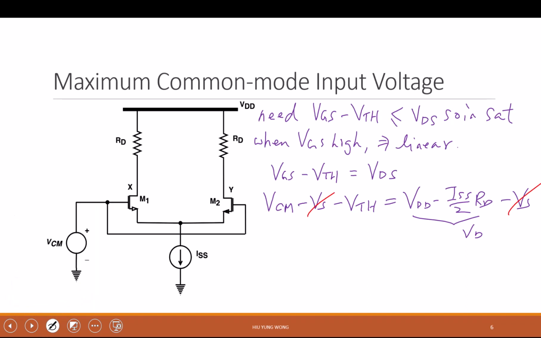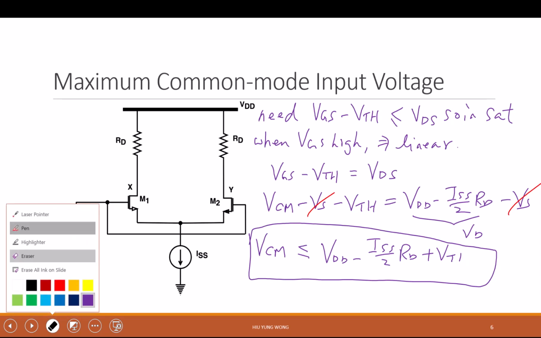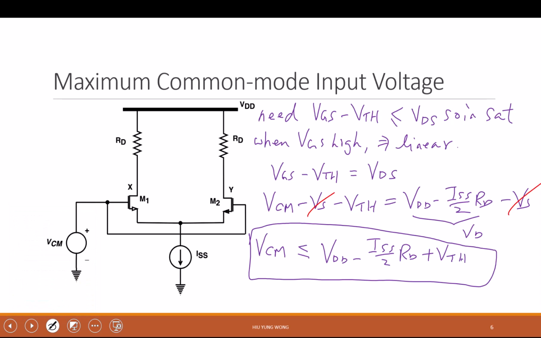Okay, so based on this, we need VCM to be smaller than or equal to VDD minus ISS divided by 2RD plus VTH. I just moved VTH to the right. Let me check if this is correct. And that's it, right? The math is not difficult. The most important thing is you understand what we are doing. We understand that when the gate voltage is high, eventually you'll be higher than VDS plus VTH. Once you exceed that level, it will go to the linear region, then the gain will reduce. So you cannot bias your common mode too high. Okay.